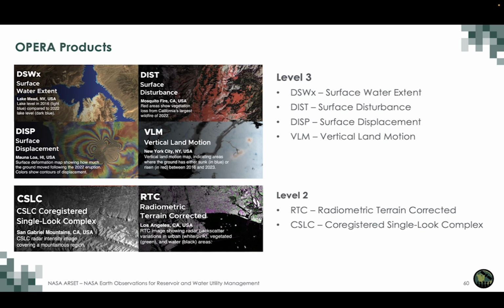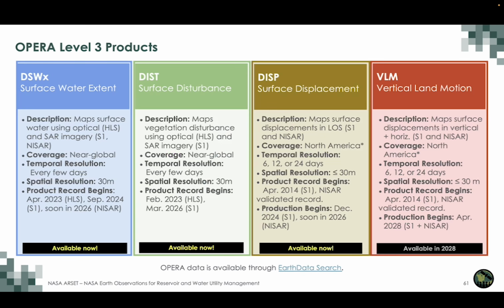The Level 3 Displacement and Vertical Land Motion measures precise ground movement to monitor dam structural stability and basin subsidence. The Level 2 radar, both the RTC and CSLC, provide radar products that penetrate clouds and smoke, ensuring continuous observation during severe storms or wildfires. Combined, these offer a comprehensive all-weather toolkit for daily reservoir operations and extreme hazard management.